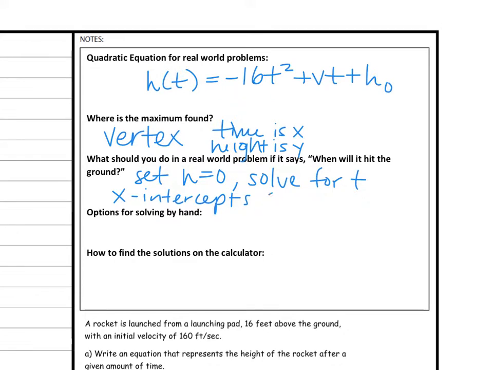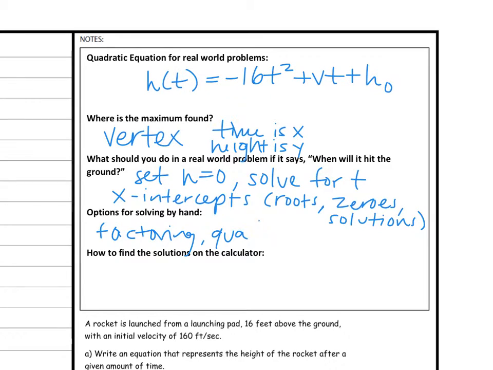Have other names for that. If they say roots, zeros, solutions, you might see those names as well. Okay. Those 5 methods that we talked about: factoring, quadratic formula, I'm just going to say etc. Any of those are great.